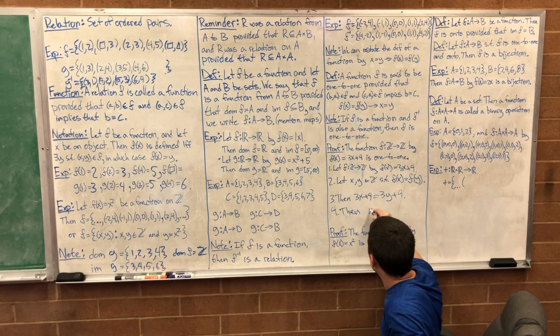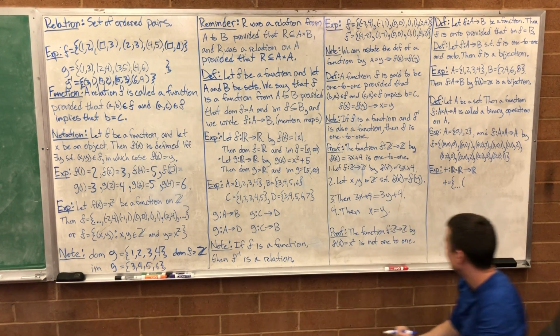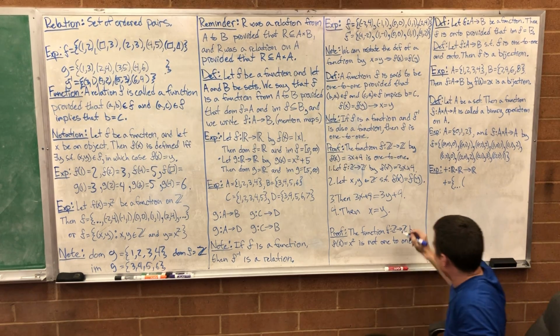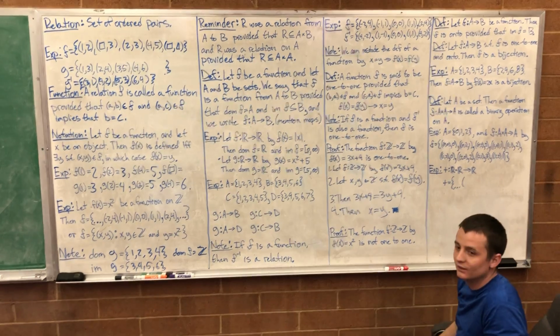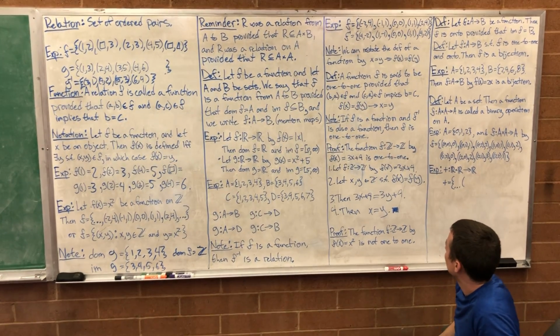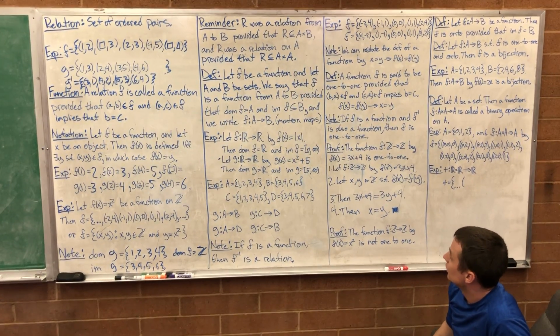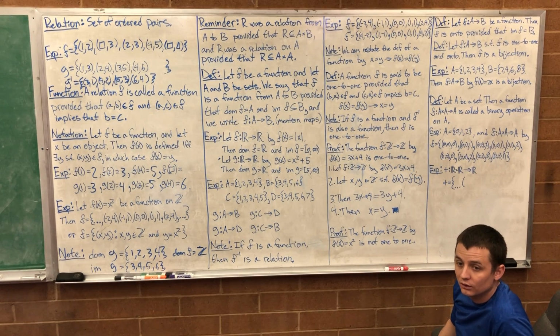Then x is equal to y. We won't bother with it from there. Change our function to 3x squared. Change all your x's to squared. Can't you follow the same group and come to the same conclusion?